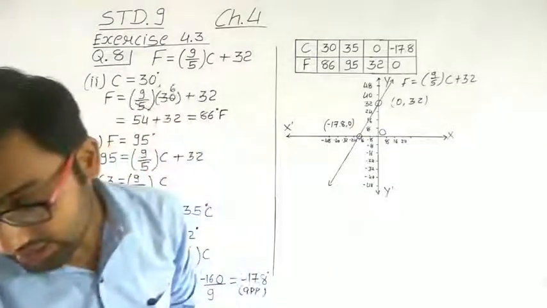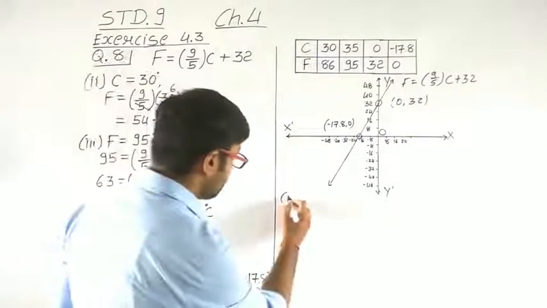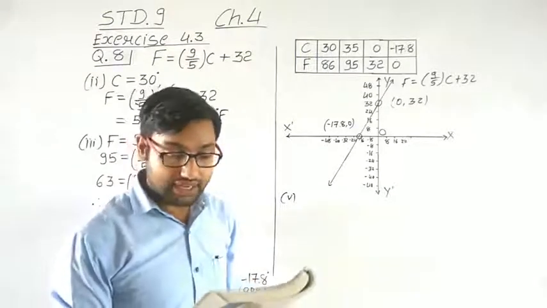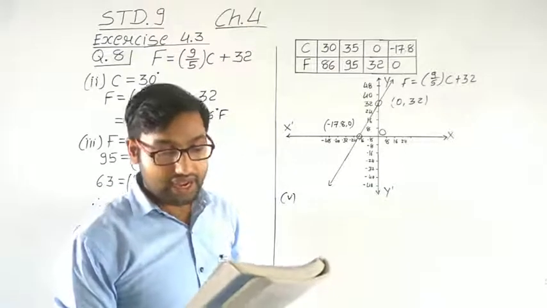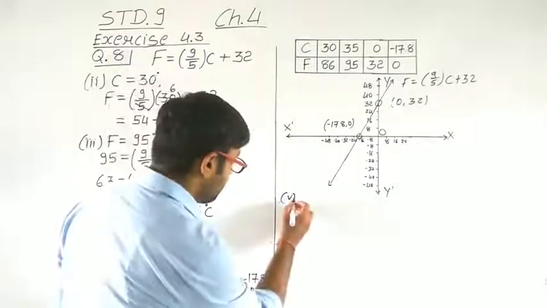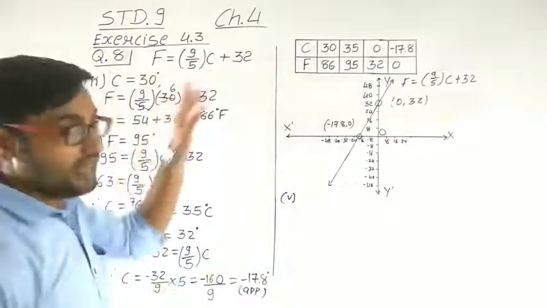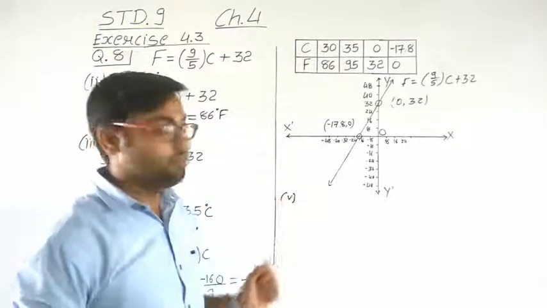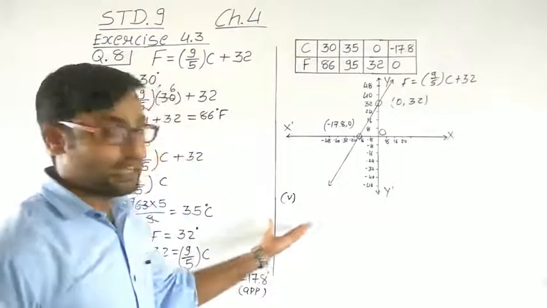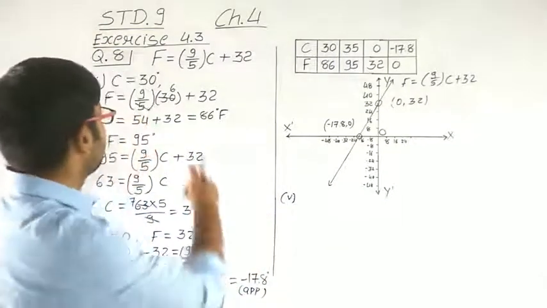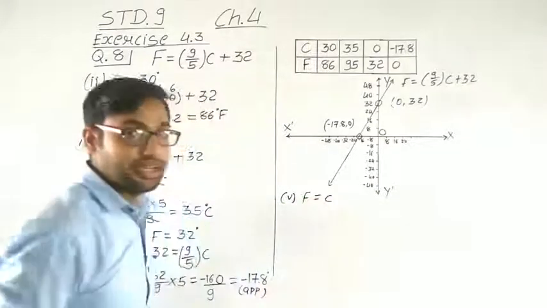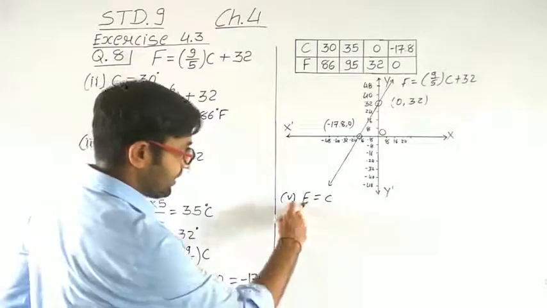Now the last question, that is the fifth one: is there a temperature which is numerically the same in both Fahrenheit and Celsius? If yes, find it. So here we are asked whether the values of C and F may be equal at any value. We can find this from the graph also and by calculation. How can we calculate? We can take the values of F and C as equal.